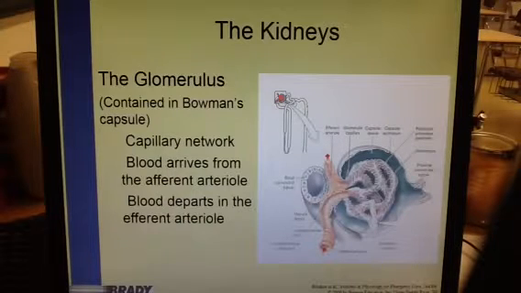Okay, so if we look at a close-up of the renal corpuscle, we see the first part, which looks like a ball, the glomerulus. The glomerulus is the part of the kidney that is actually filtering the blood. The blood arrives from the afferent arteriole, leaves from the efferent arteriole, and is filtered in the glomerulus. Now the glomerulus is covered by the Bowman's capsule. It just contains that network of capillaries. Even though it's a capillary network, we call it the glomerulus.